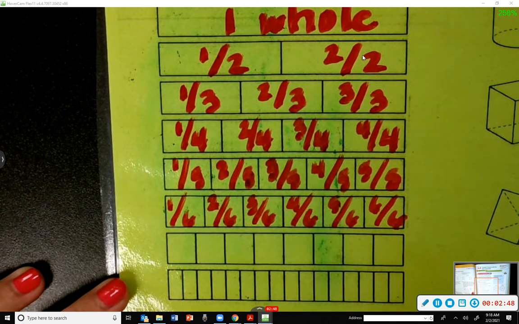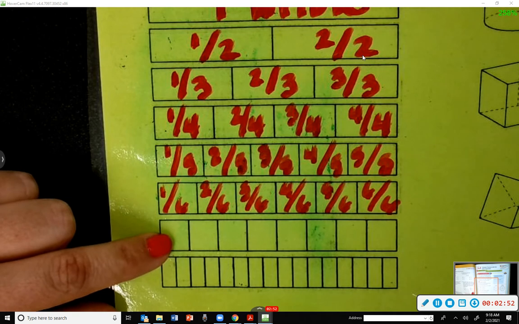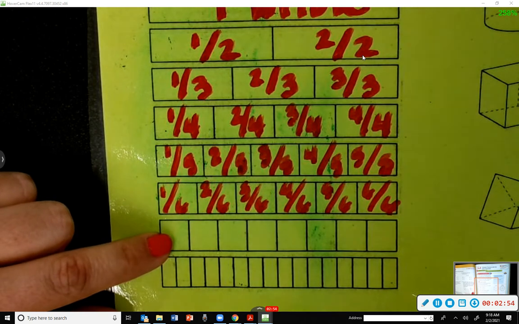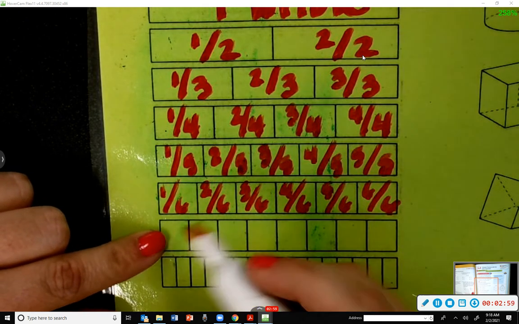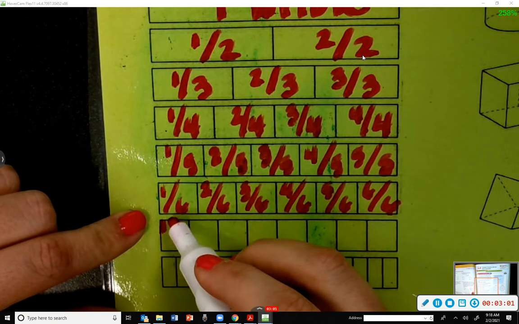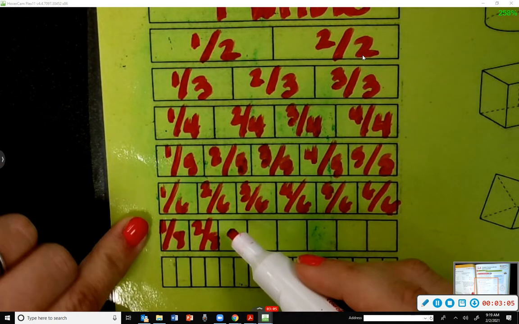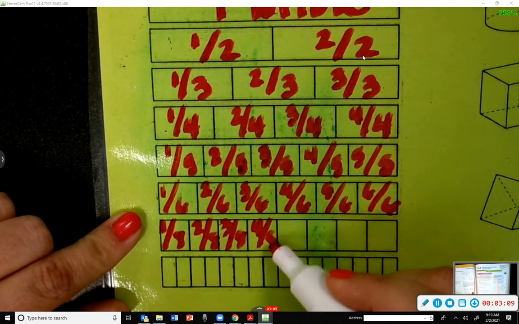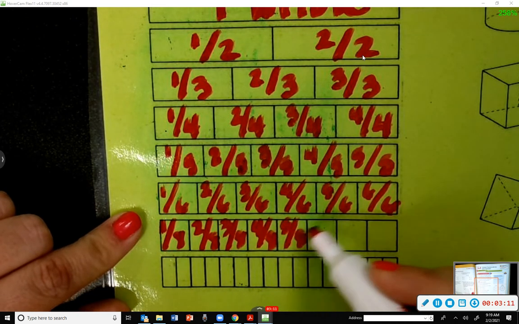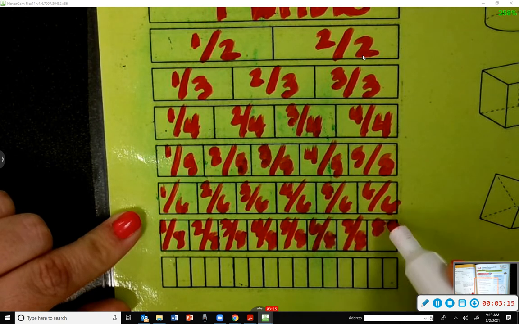What would my denominator be on this row? 1/8. Is there 8 pieces? Okay, let's count. 1, 2, 3, 4, 5, 6, 7, 8. So it's 8ths. So 1/8, 2/8, 3/8, 4/8, 5/8, 6/8, 7/8, and 8/8.